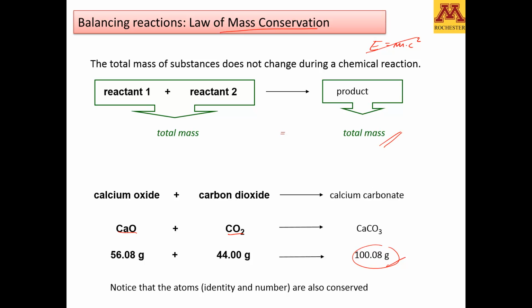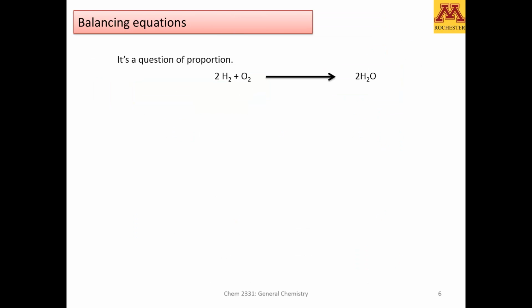So the mass conserves. However, there's something else that conserves as well. Notice that the atoms also conserve. There is 1 calcium here, there is 1 calcium here. There is 1 carbon here, there is 1 carbon here. There is 1 plus 2, 3 oxygens, there is 3 oxygens. So the identity and number of elements is also conserved in a reaction. And that is the basic principle that we will use to balance reactions.